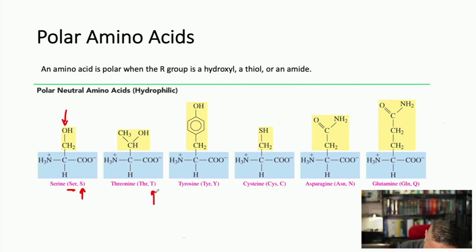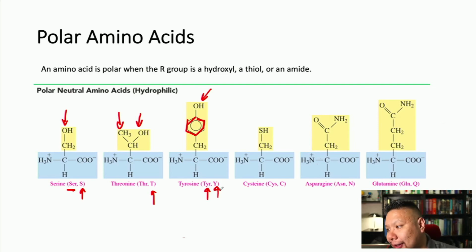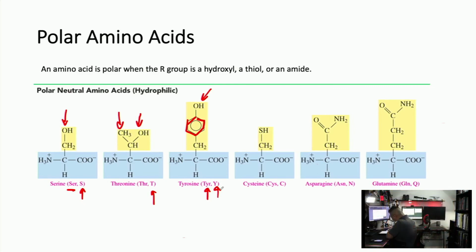That's threonine. Threonine is the same thing as serine, except it has a CH3 methyl group coming off of that beta carbon, the second carbon from the alpha carbon. Then we have tyrosine, another polar one because of this OH up here. It has a benzene ring in between the OH and the little methyl group right there. Tyrosine, TYR, and Y as its single-letter designation. We have cysteine here.